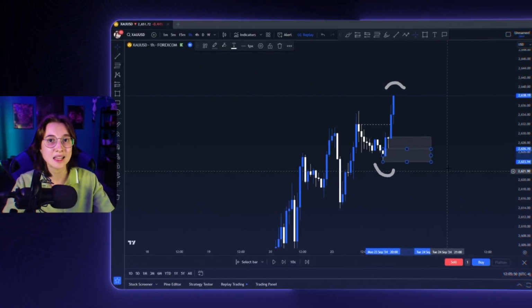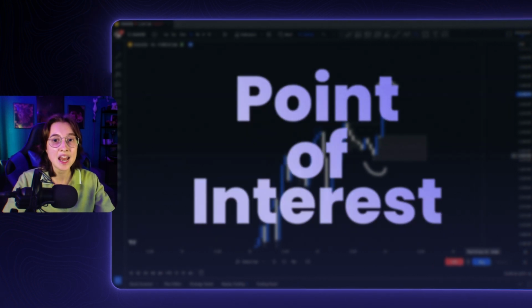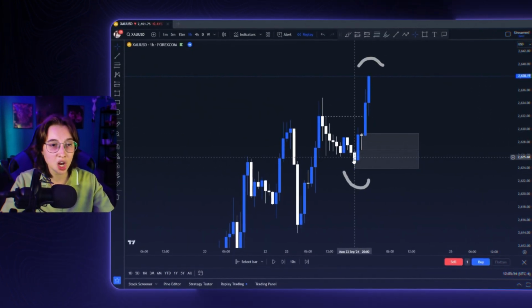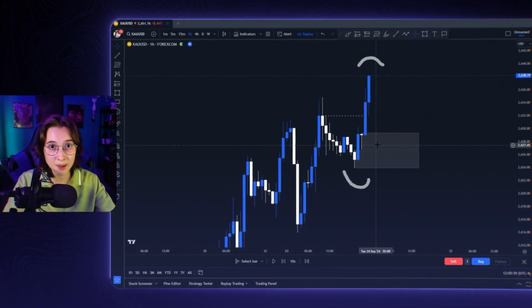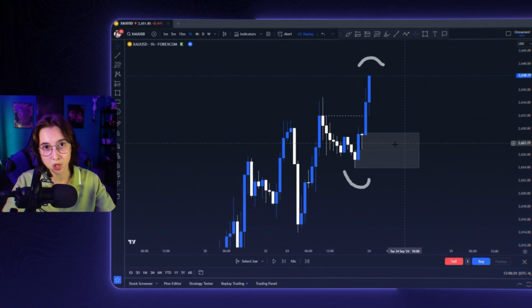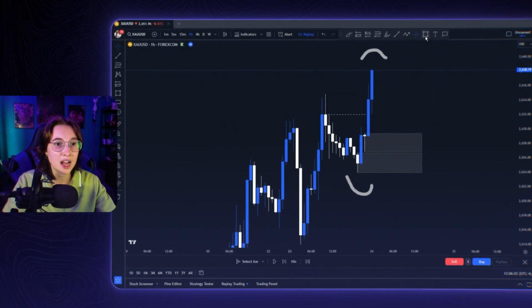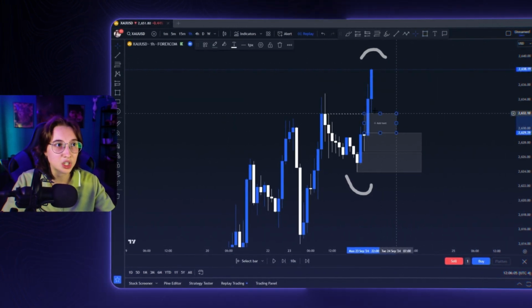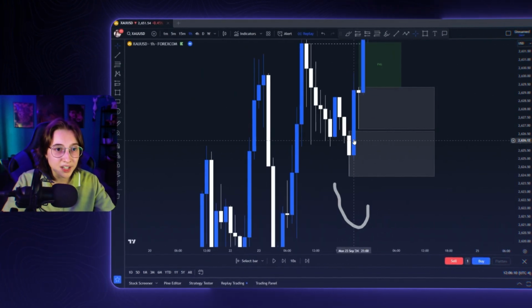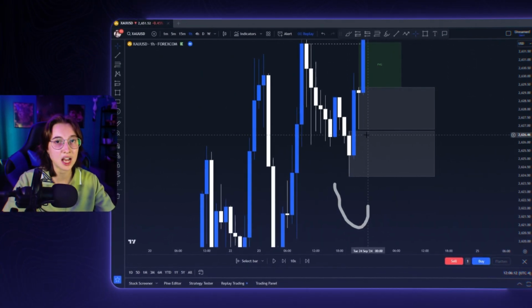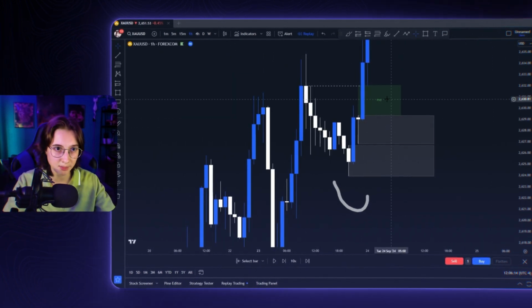A POI means a point of interest, and as you can see right here, it's the opposite color candle before a move up that also contains a fair value gap or an imbalance connected to the POI. This POI has this little fair value gap connected to it, and the one just below has a very small fair value gap connected to it as well. The size of the fair value gap doesn't matter.